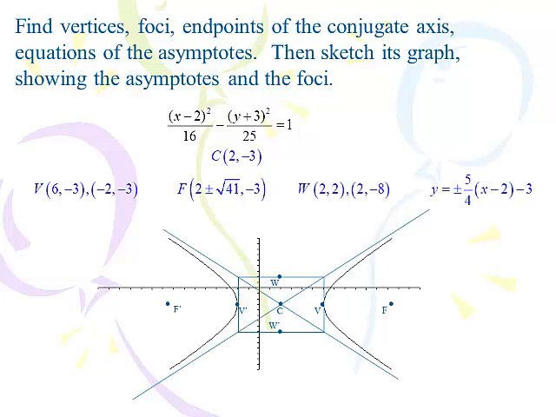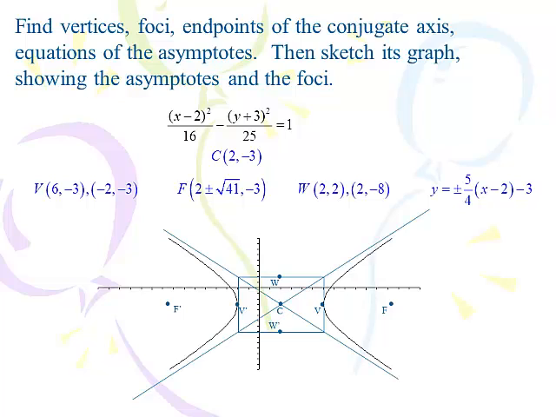Now notice we solved the equation for the asymptotes for y, and so I had y plus 3, so I simply subtracted 3 from both sides and ended up with y equals plus or minus 5/4 times (x minus 2), minus 3. And that's how we wrap up the asymptotes there.